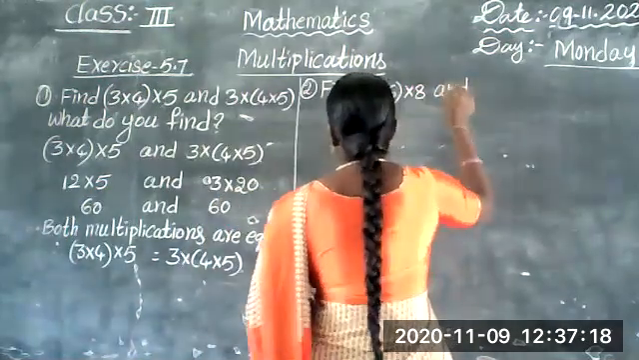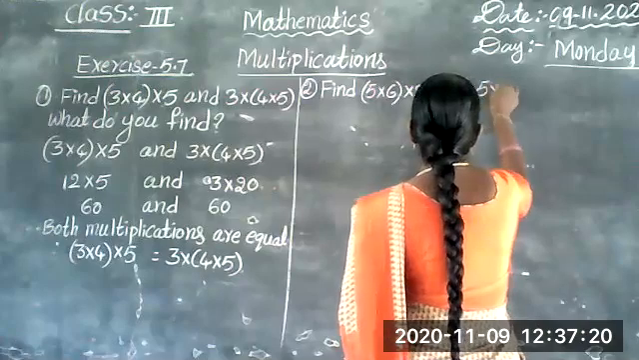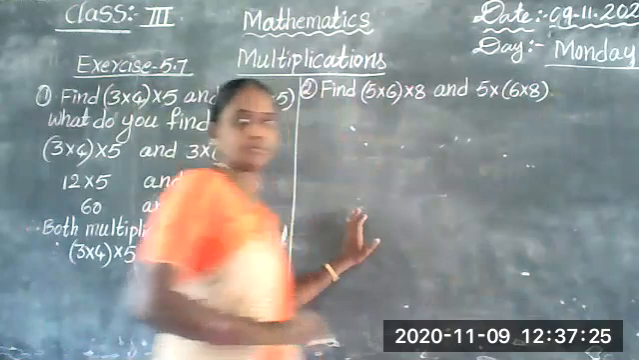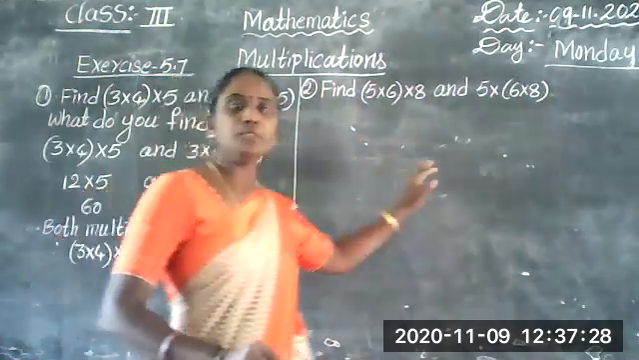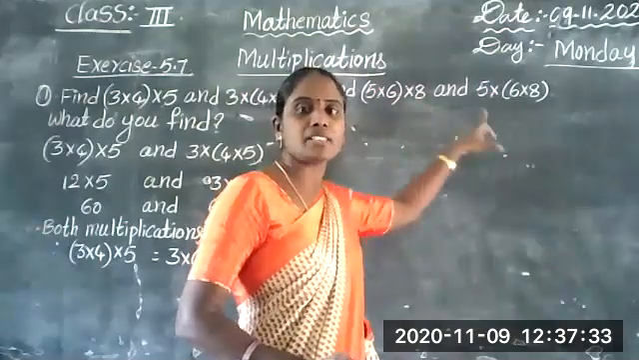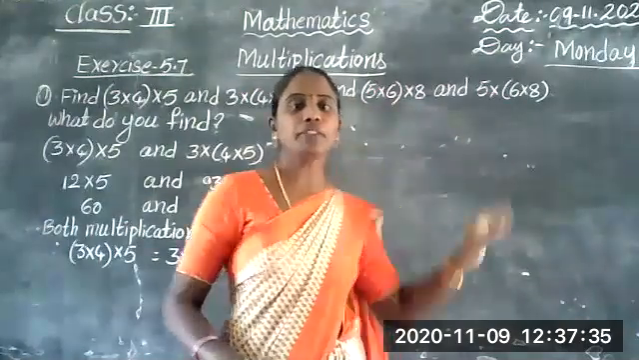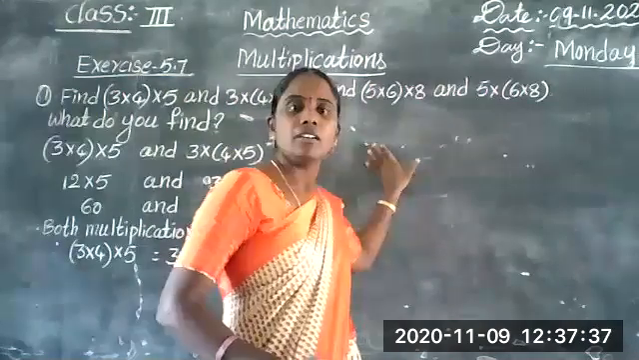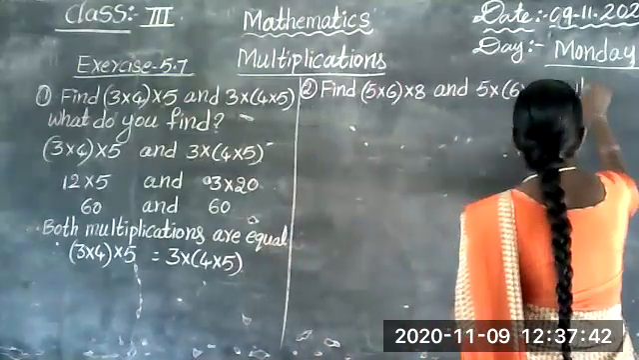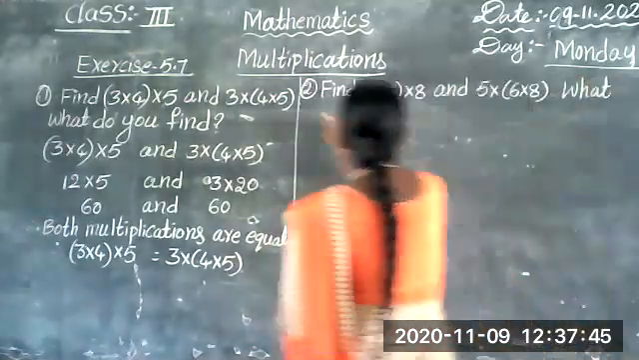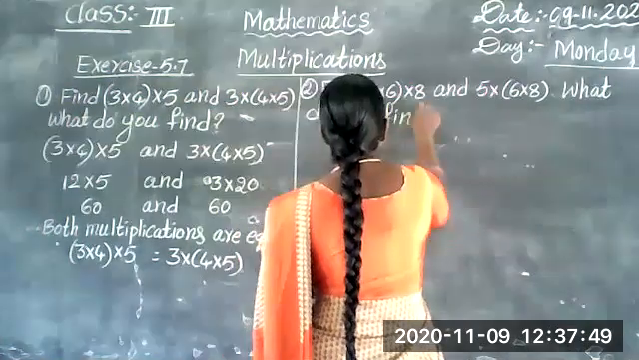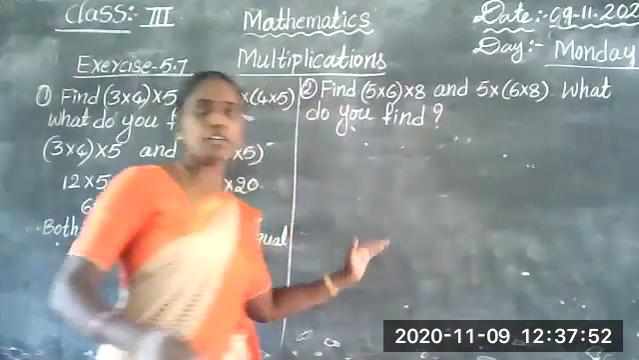And (5 × 6) × 8, and 5 × (6 × 8). Both multiplications are given here. What do you find from these multiplications? What do you find? Find out.